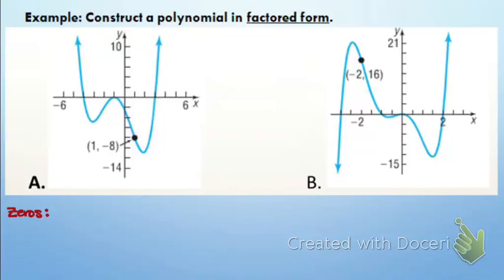Right. On graph A here, what are these zeros that we've got? -4 right here, -1 right here, and a +3. And what did you say about -1? It is a double root.